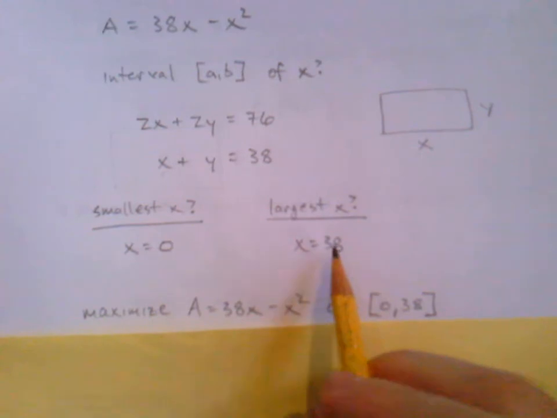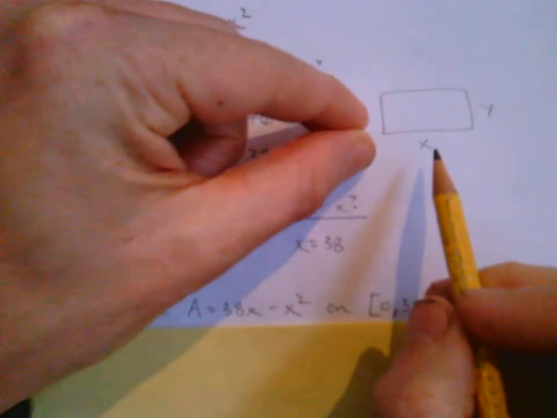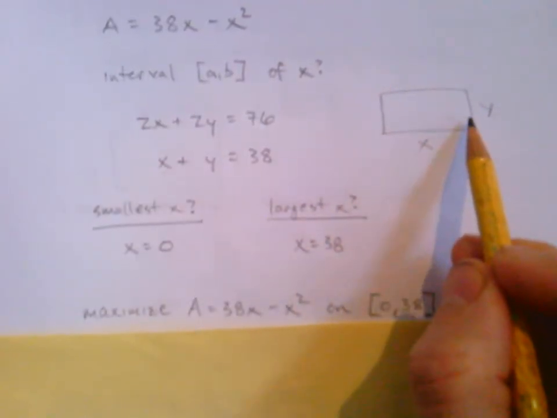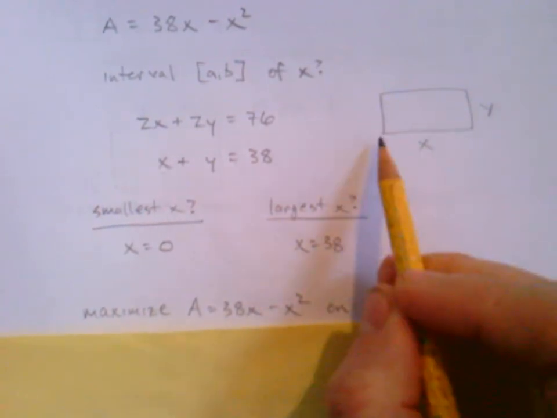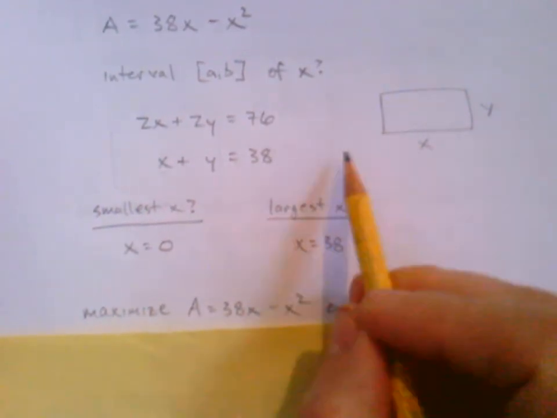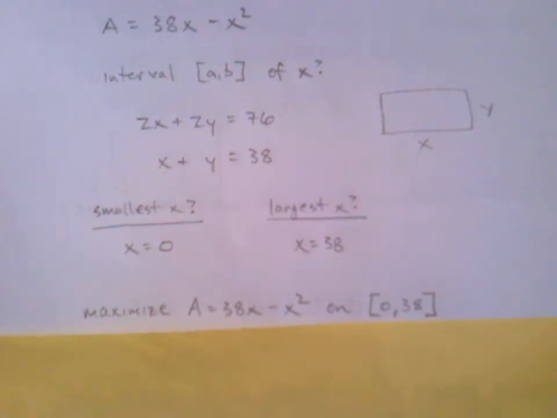Or what if x is 38? So, if we smash it the other way, right? So x is 38, y is 0, so there's no gap this way. So x is 38 and then another 38, so the total distance around the perimeter is 76. Yeah.